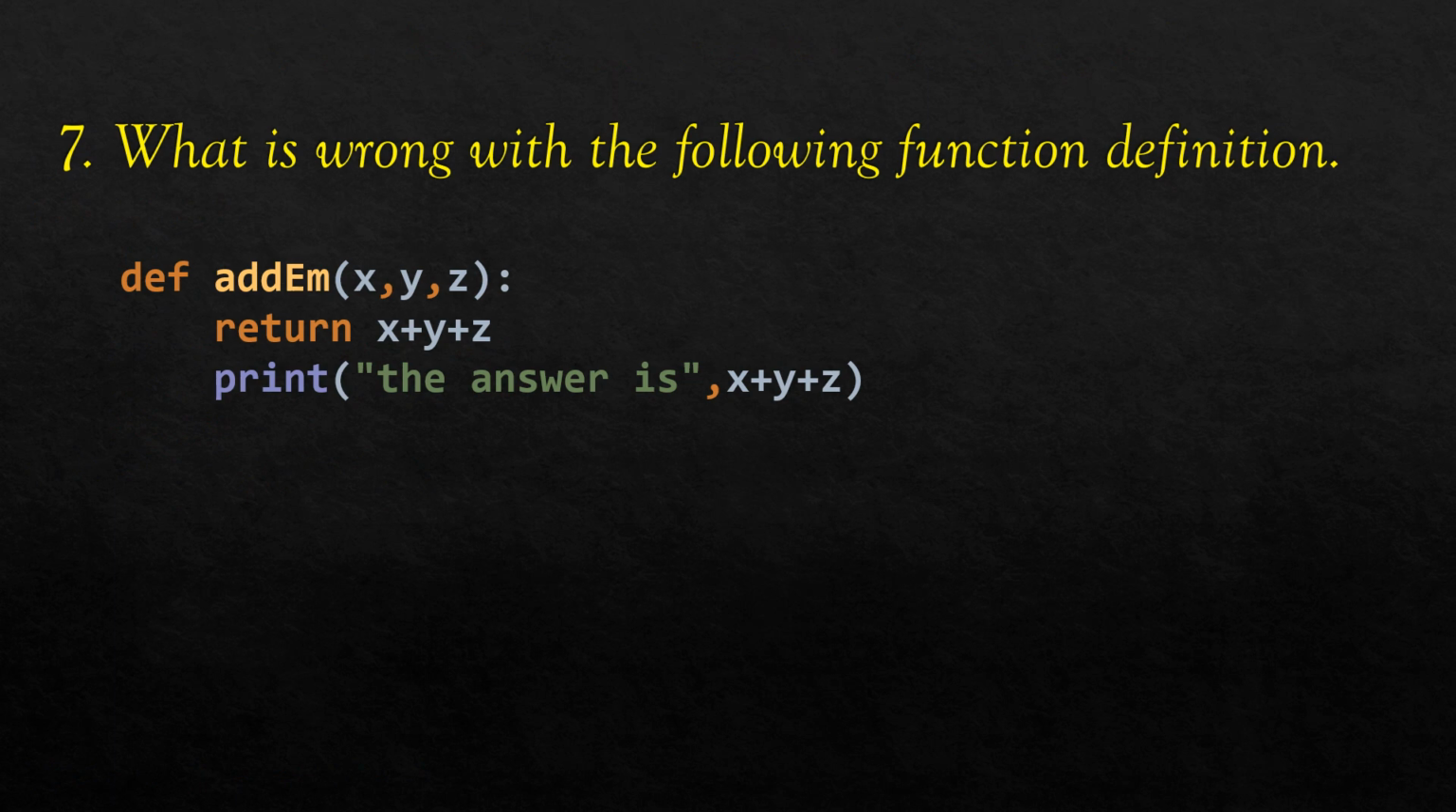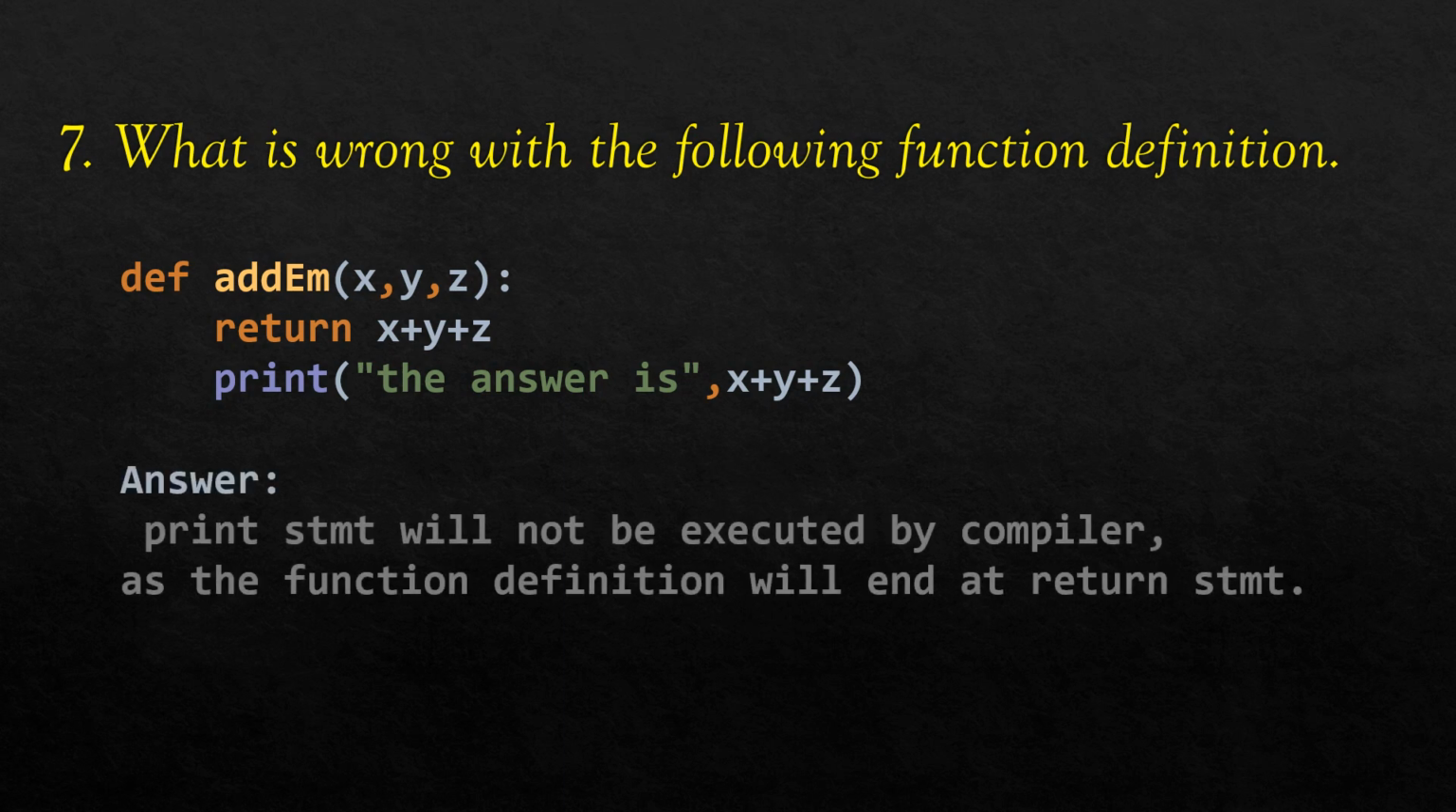Now what's wrong with the following function definition? Here one function is defined, then one return statement is there. After that one print statement is written. Now here the print statement will not be executed by the compiler, since the function definition will end whenever it encounters the return statement, and the print statement will not be reached by the compiler.